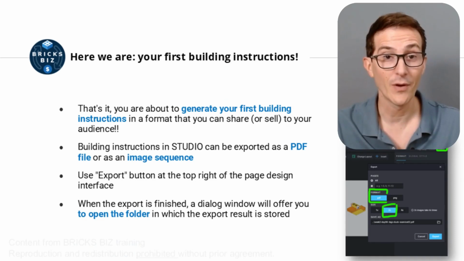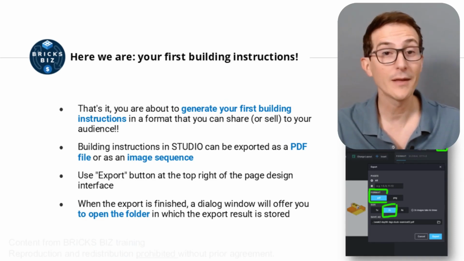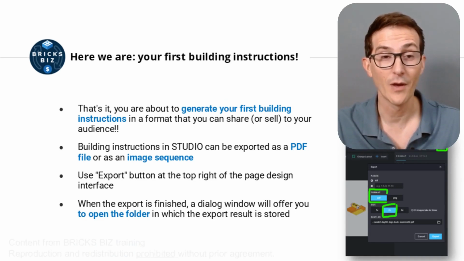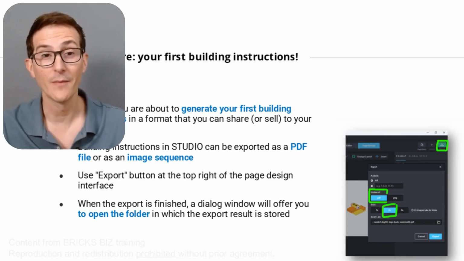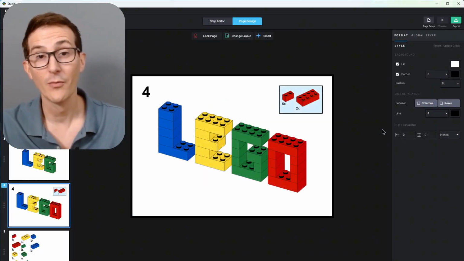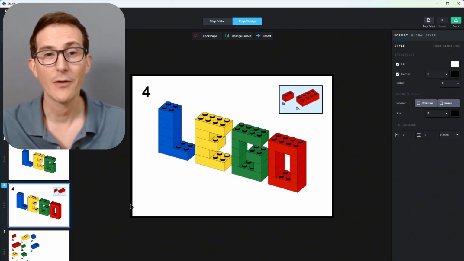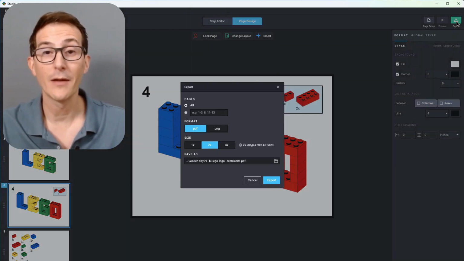Indeed, here we are. You're about to generate your first building instructions in a format you can share or sell to your audience. Building instructions for a studio project can be exported as a PDF file or as a sequence of images. To export your building instructions, return to the Studio Page Design interface, then click on the Export button at the top right of the interface.